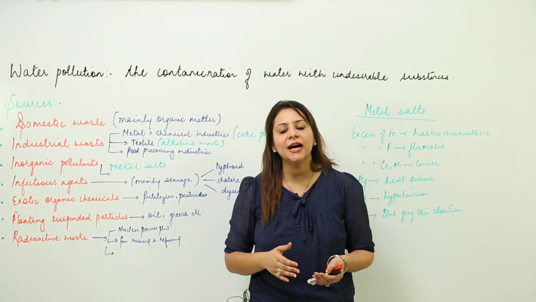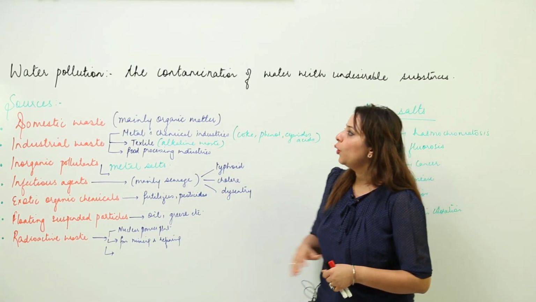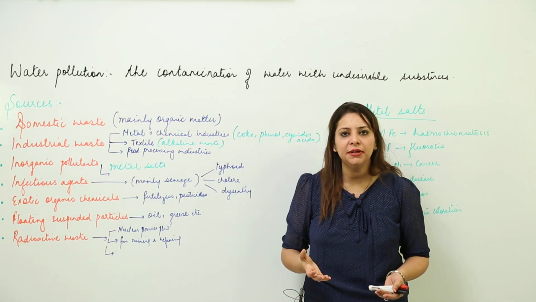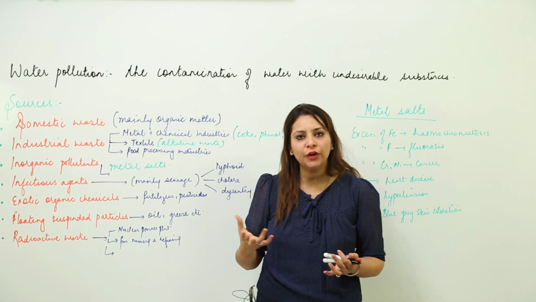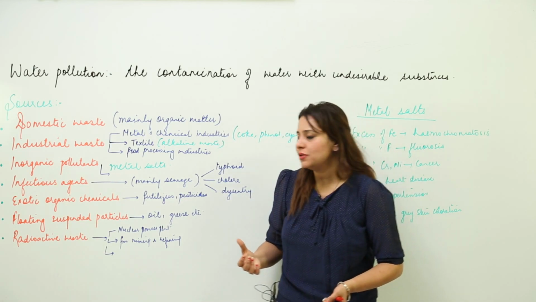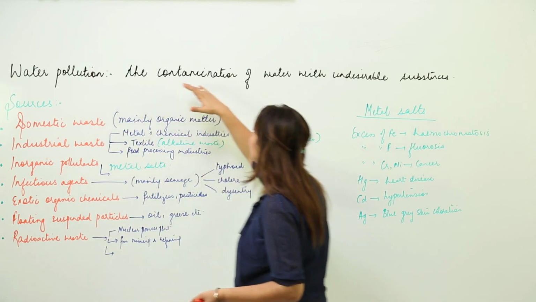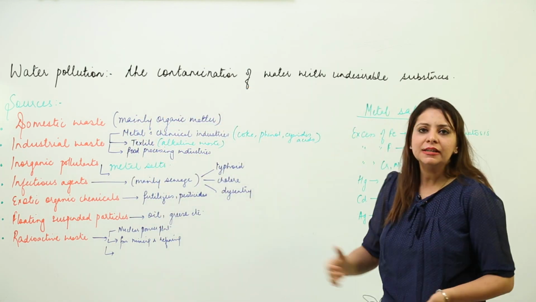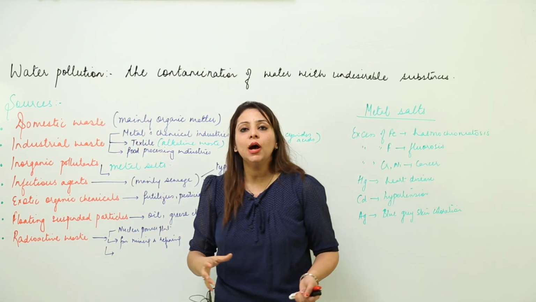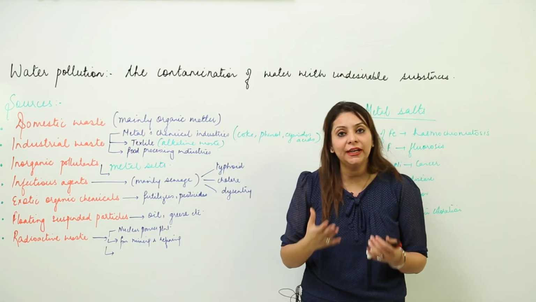Now we are going to start with water pollution. So what is water pollution? As I already told you, pollution is just the contamination, or you can say the presence, of undesirable harmful substances. Likewise with water pollution, the contamination of water with harmful and undesirable substances is called water pollution.